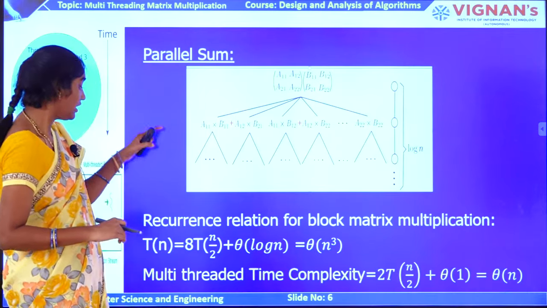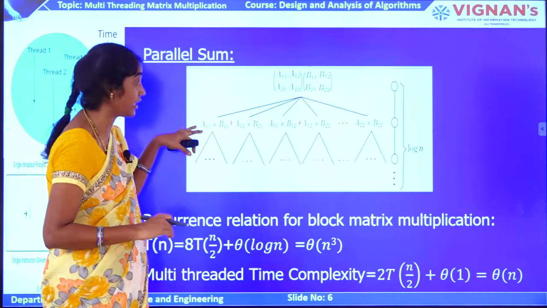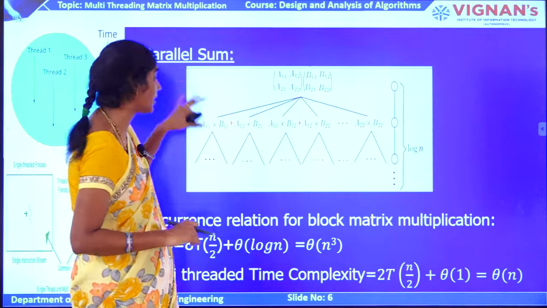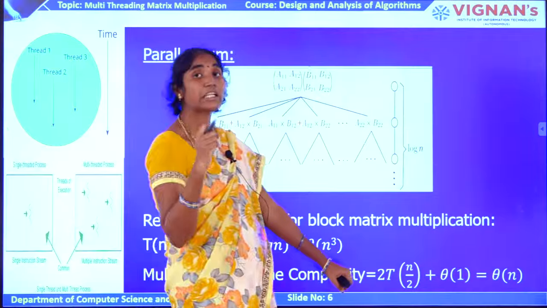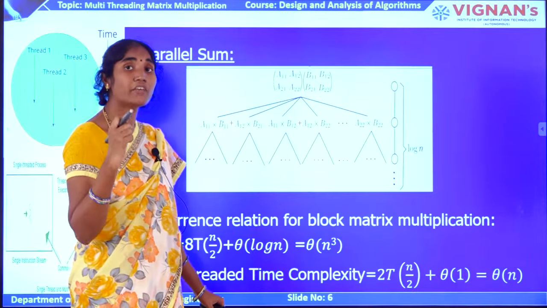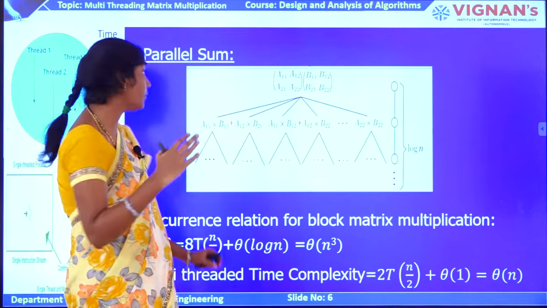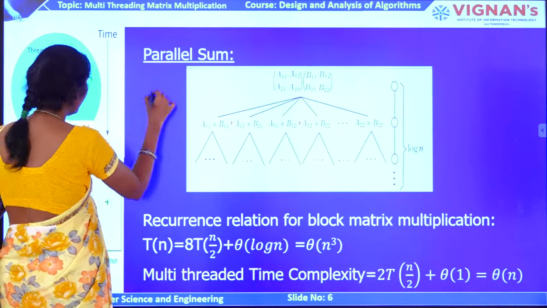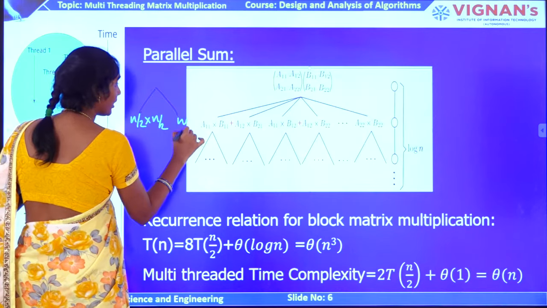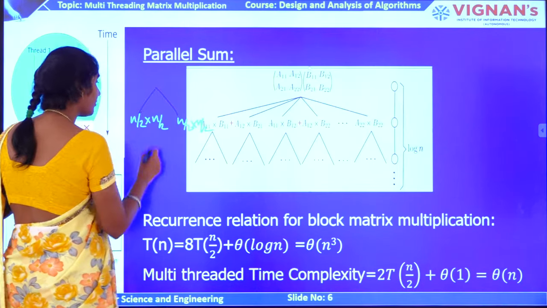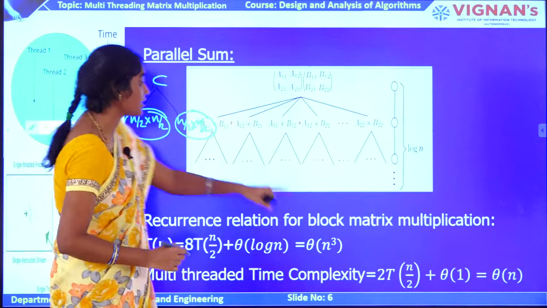Now if I want the multi-threaded time complexity, whenever I am incorporating multi-threading into matrix multiplication, here it is 2T of n by 2. Why this 2T of n by 2? Because each time we are dividing our n by n matrices into n by 2 into n by 2, and parallelly I am doing it. I am computing this one and this one parallelly, right. So that is the reason it is 2T of n by 2.